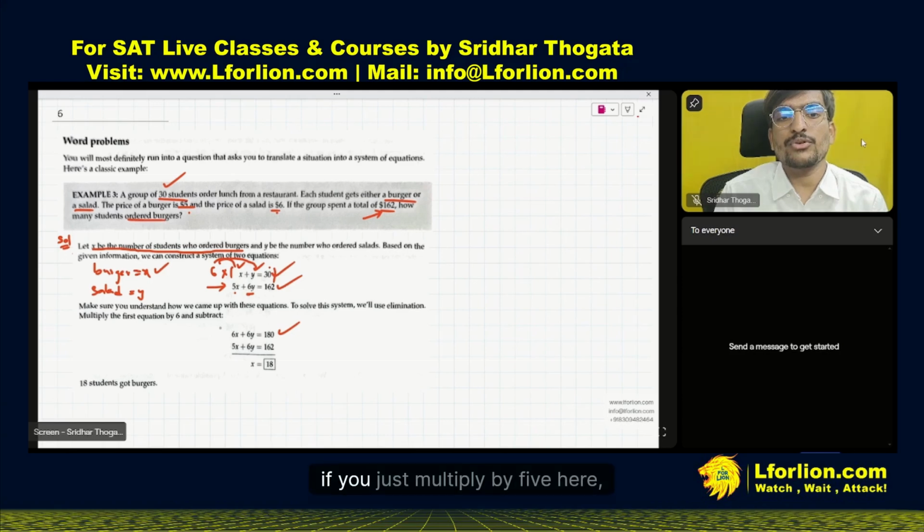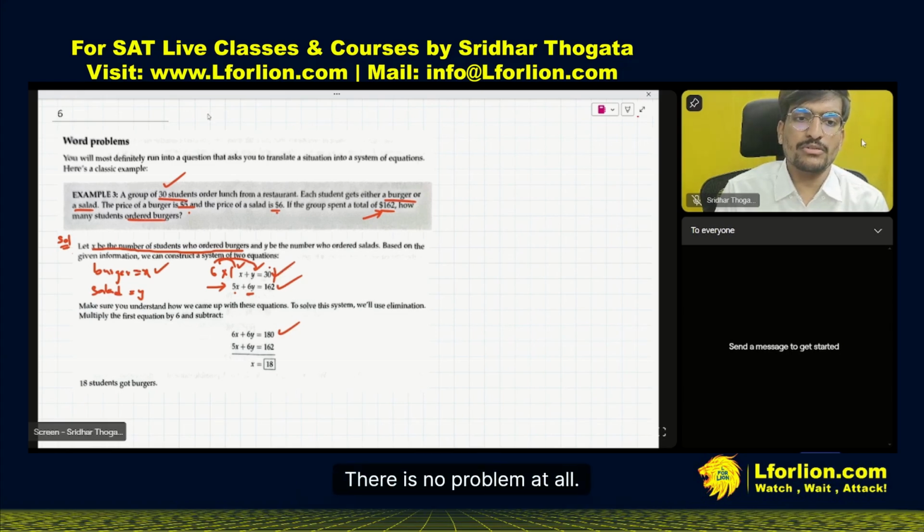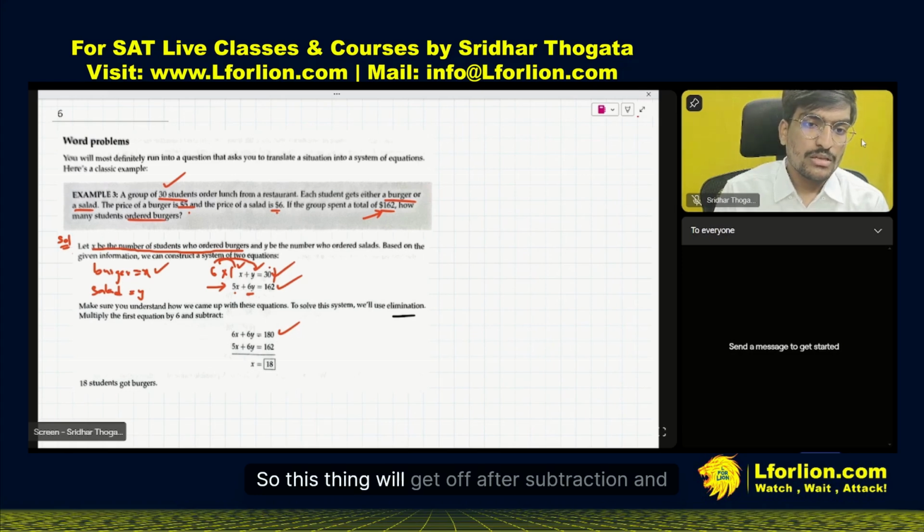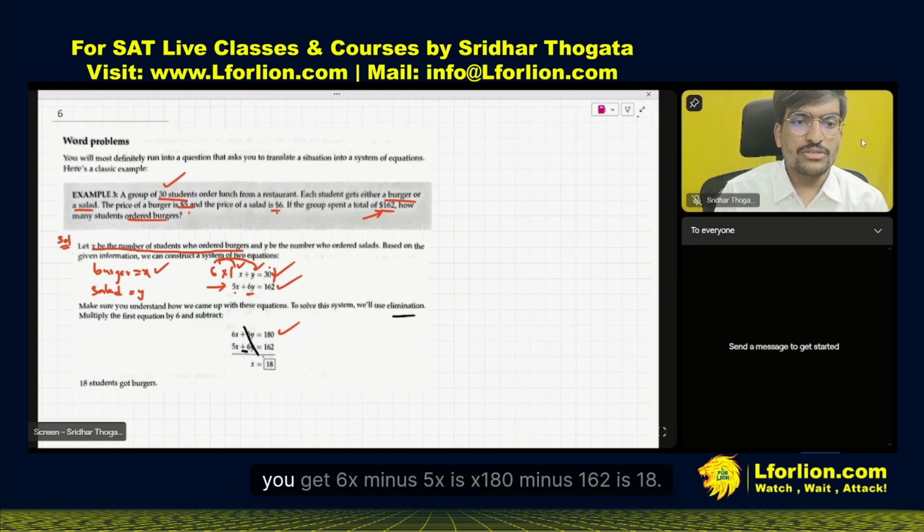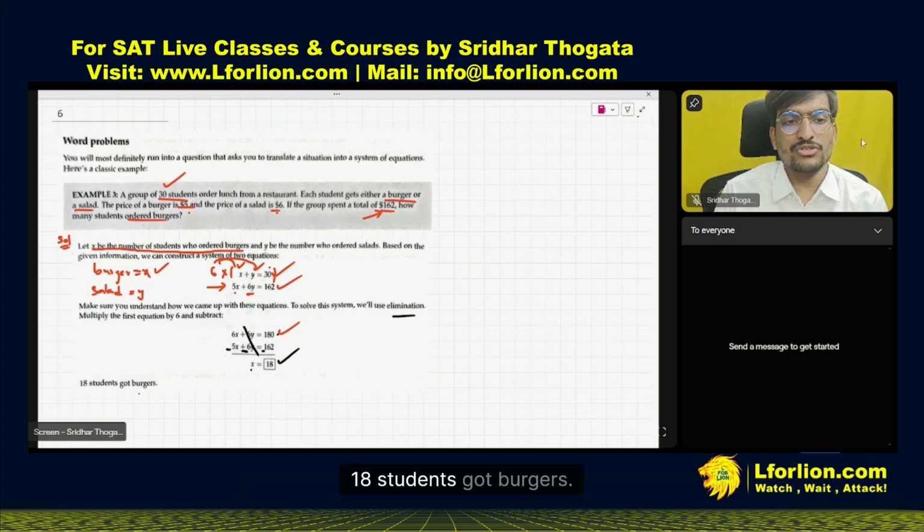If you multiply by 5 here, then you will get the value of y. That takes more time, but you will get it. There is no problem at all. So we are doing it by elimination. This term will cancel after subtraction, and you get 6x minus 5x is x, and 180 minus 162 is 18. Directly 18. 18 students got burgers.